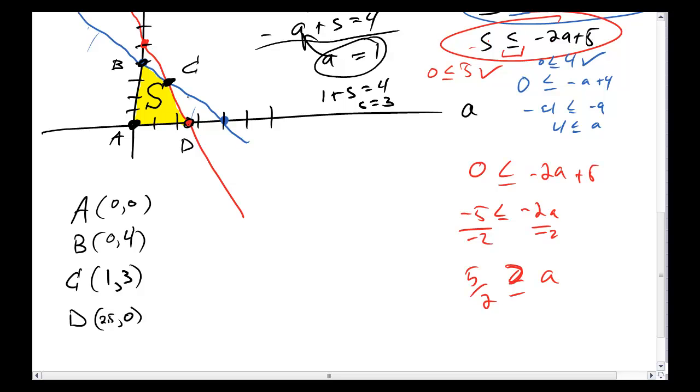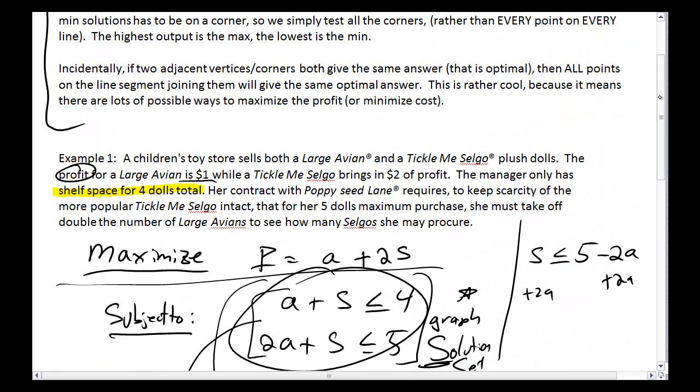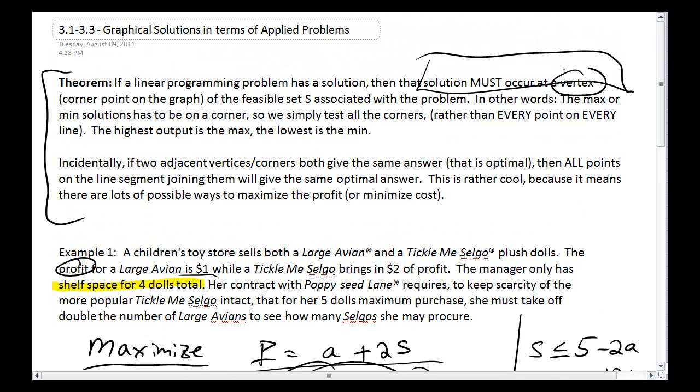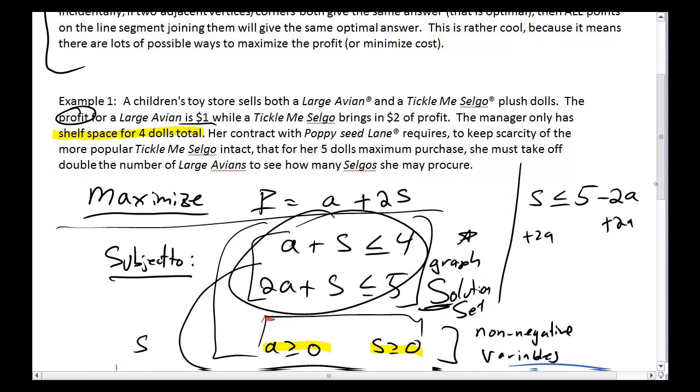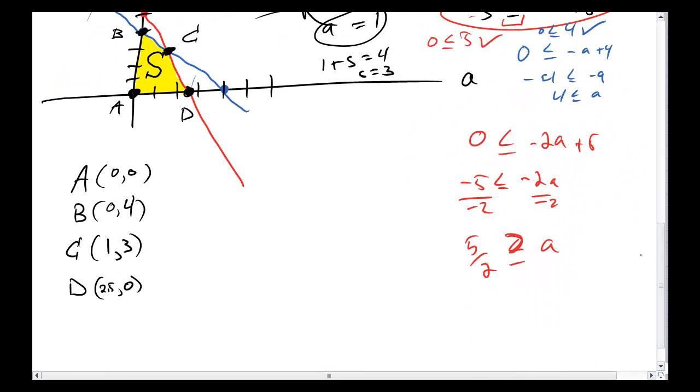Now that I have these 4 points, these points right here are the corners that the theorem talked about. These are the vertex corners of my feasible set S. Now I have to plug them into my equation. This equation I'm trying to maximize because it's profit. That's just common sense. And here's my profit equation. P equals A plus 2S.